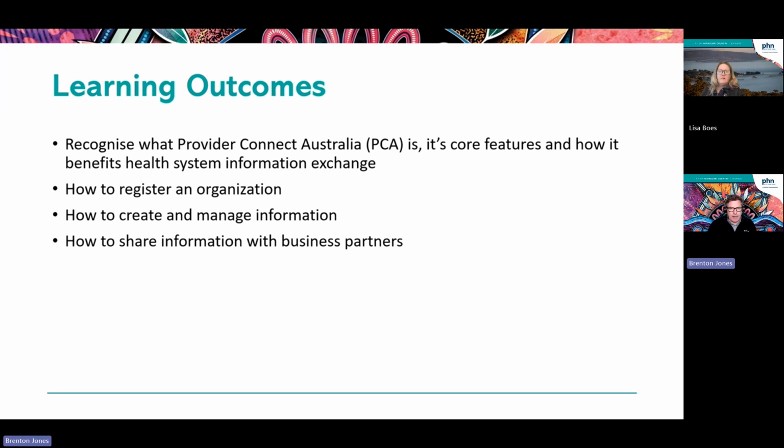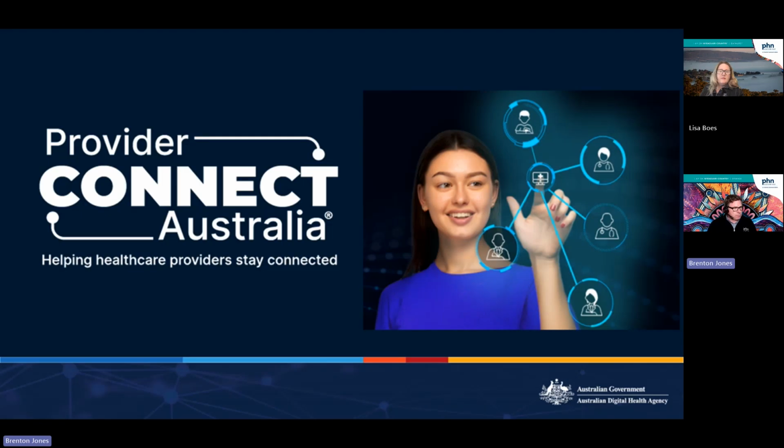So let's just have a quick summary of the learning outcomes. We're going to recognise what Provider Connect Australia is, its core features, and how it benefits health system information exchange. How to register an organisation on the platform, how to create and manage information as it changes, and how to share information with business partners. And we'll talk a lot about how that exchange of information works and functions, especially in relation to the National Health Services Directory and Healthdirect Online, and what role PCA plays in that. So without further ado, let's get into it.